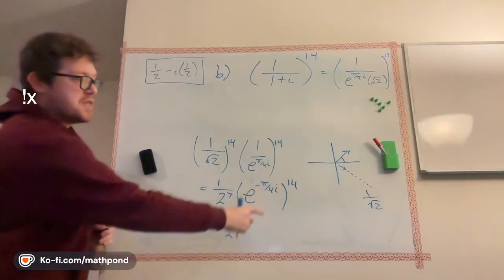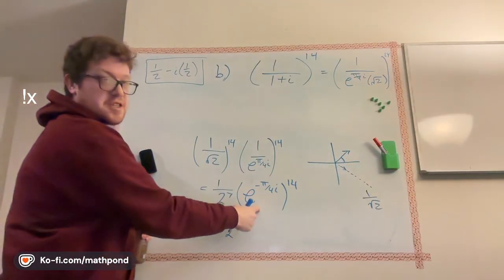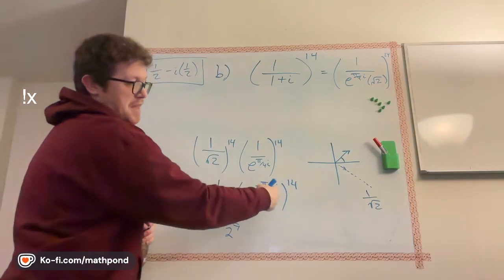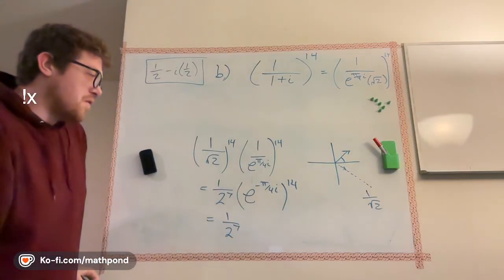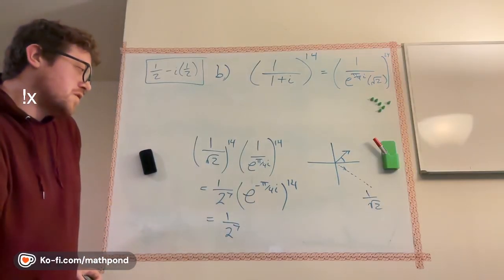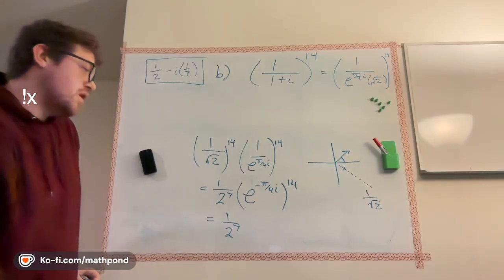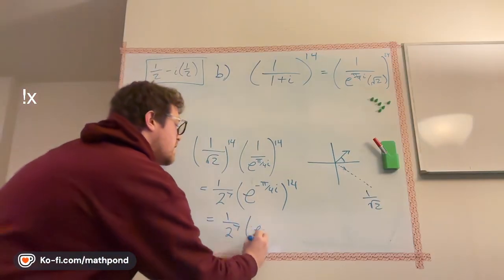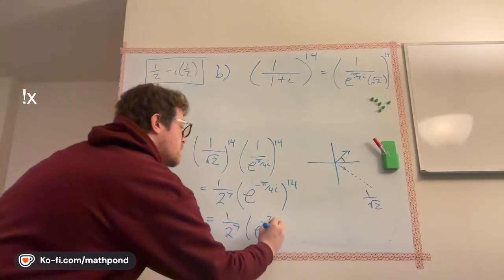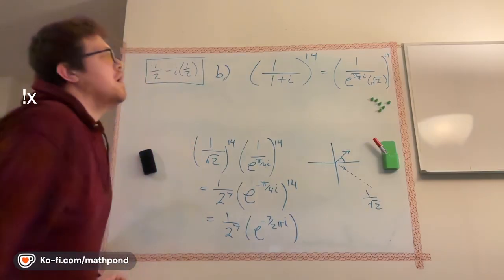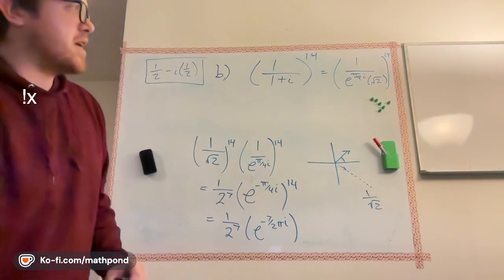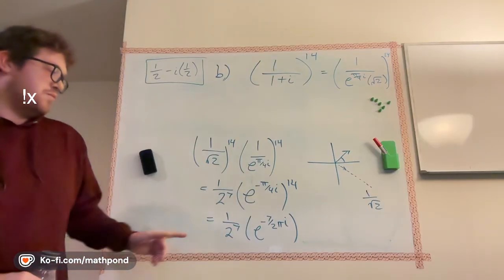And then to the 14th power, you know that when you have an exponent and you raise it to another power, you're multiplying the exponents. So it's this 14 times. So 14 over 4, 7 over 2, yeah. So e to the negative 7 over 2 pi i. And do they want it in rectangular or polar form?